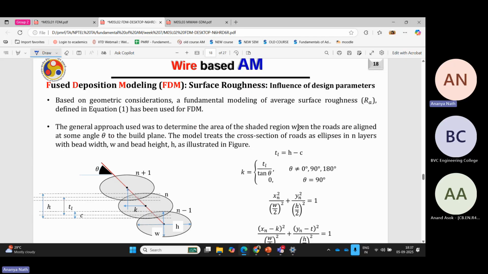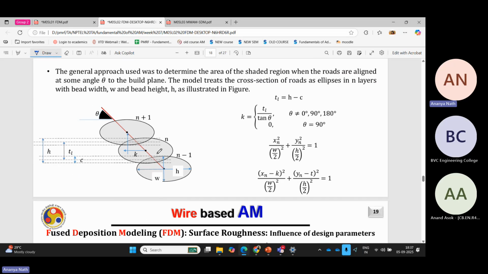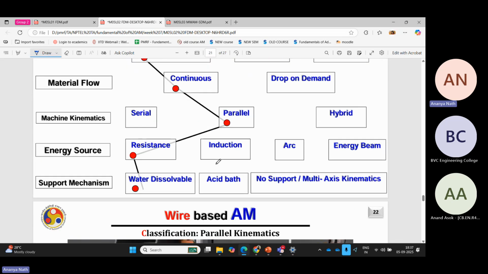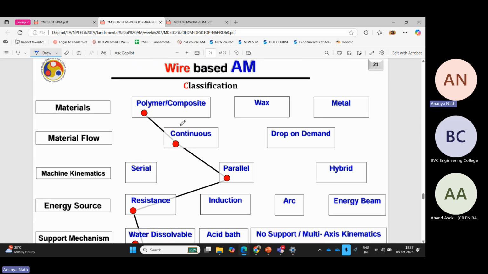So now comes the design parameter, how you are going to put this layer so that this hump will not be visible that much and your layer can become this smooth. So these are the equations you can follow. Now comes the polymer based process with continuous but parallel kinematics.